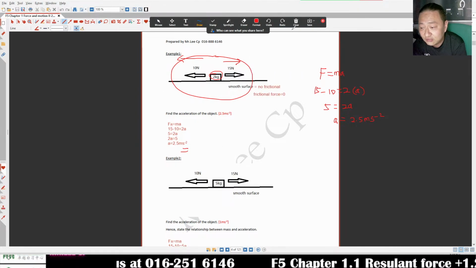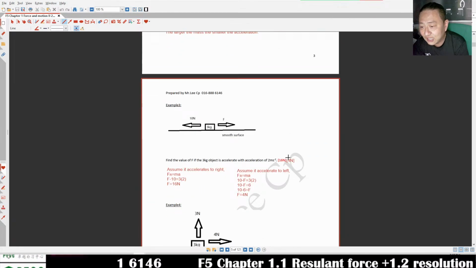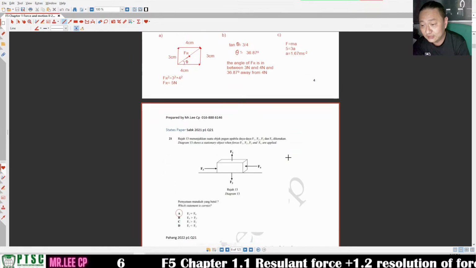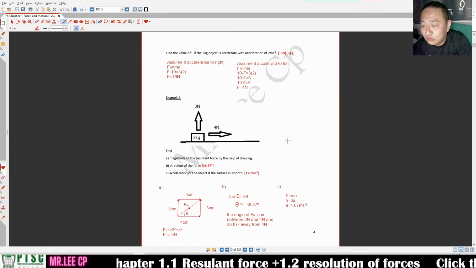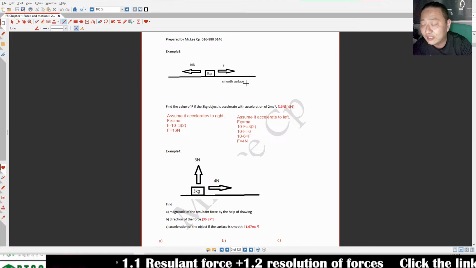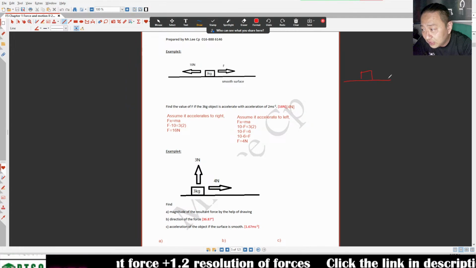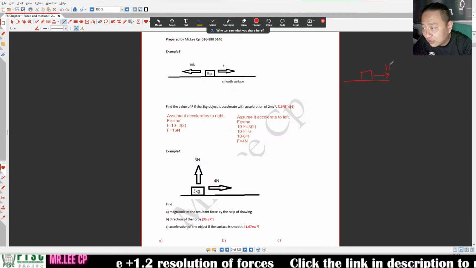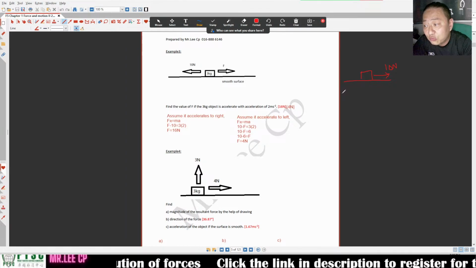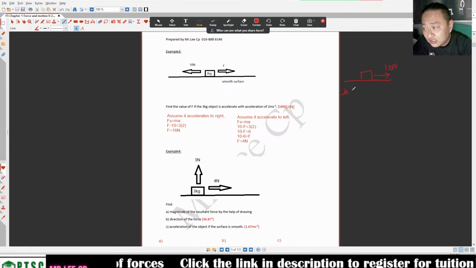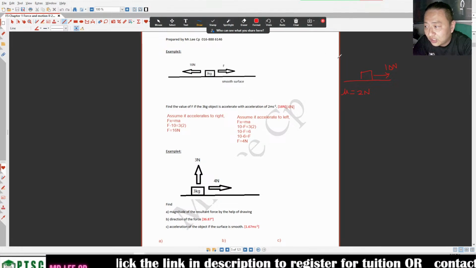Last week we have also done the case where it is not a smooth surface. This is a smooth surface. What if it is not a smooth surface? If the object I pull here with 10 newton, and this is not a smooth surface, this is a rough surface, it will give you a friction. Normally I will use this symbol. Let's say 2 newton. This is 2 kg.